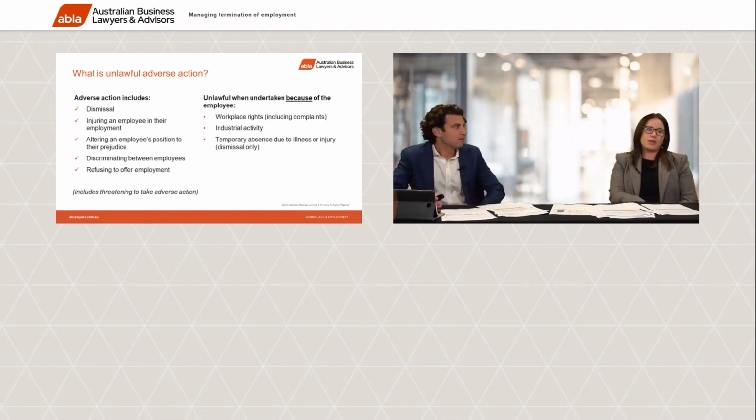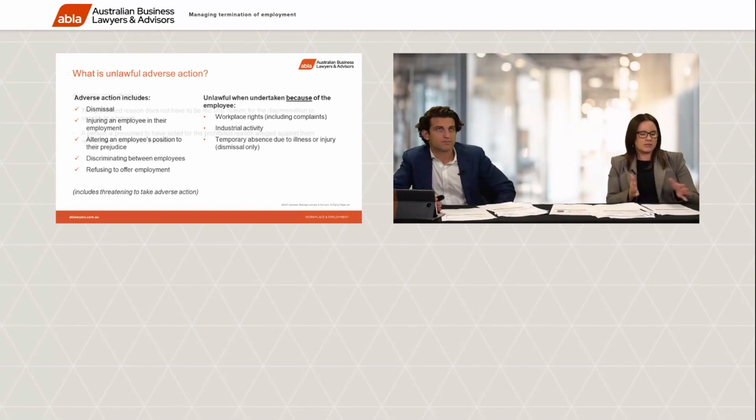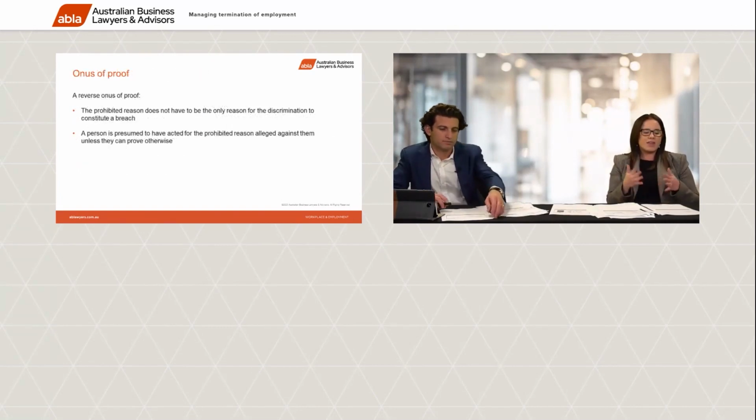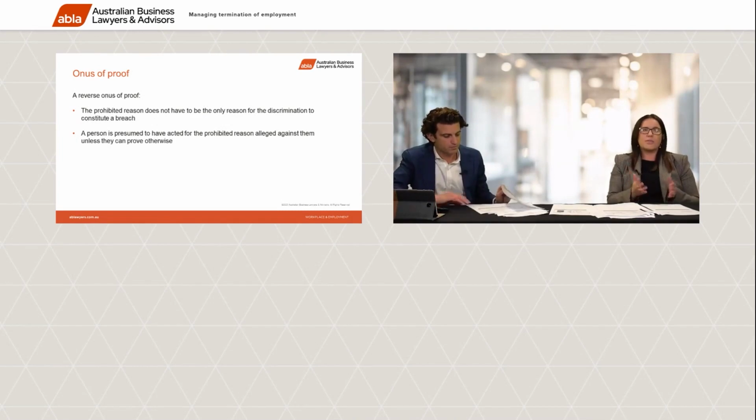Definitely. And the point that I'd make when it comes to general protections relates to the next slide, and that is the onus of proof. When it comes to a general protections claim, there is a reverse onus of proof. And what that means is that the prohibited reason does not need to be the only reason, and ultimately the employer is presumed to have acted for the prohibited reason against them unless they can prove otherwise.